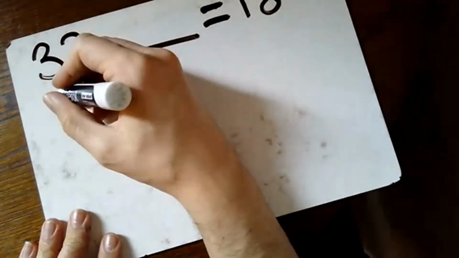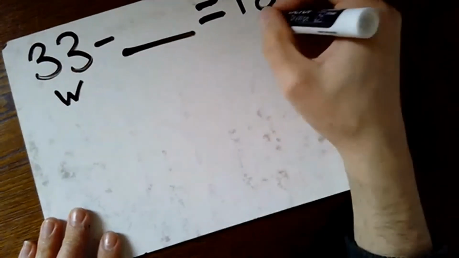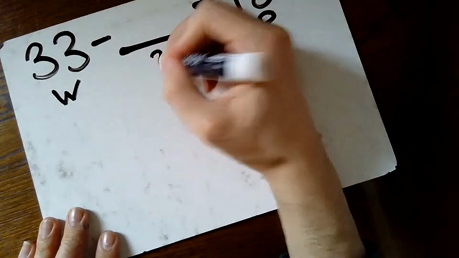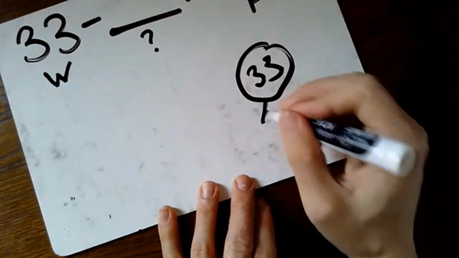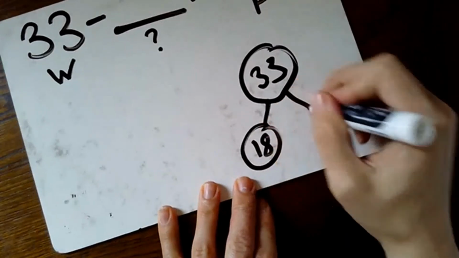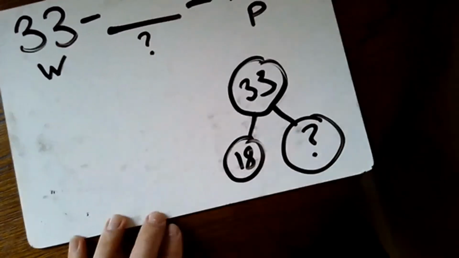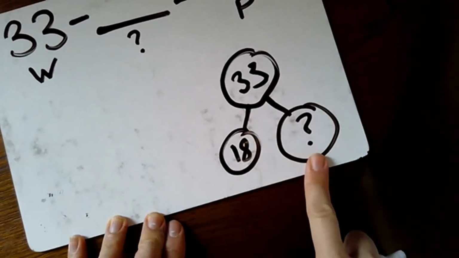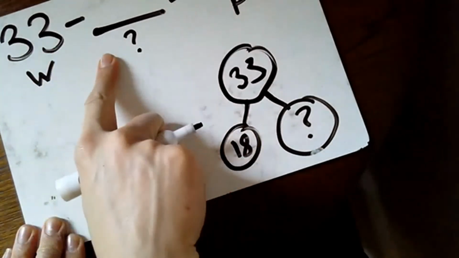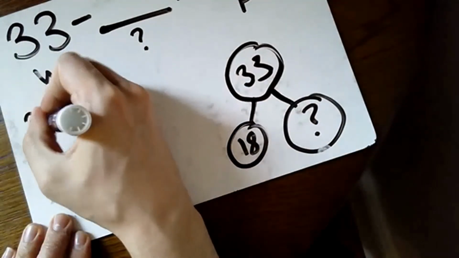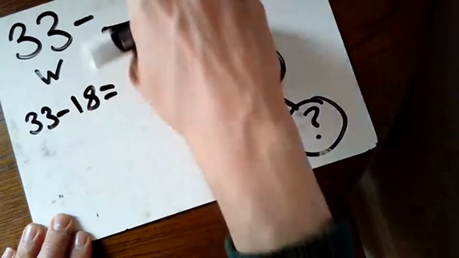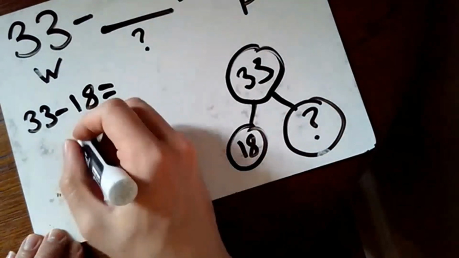How am I going to find that missing part there? Don't panic. Think what you know. You know a whole. You know a part. You know what to do to find another part because you know the whole is 33. You know one part is 18. You are missing this part. And you know whole subtract part equals other part. So what I need to do here actually is just subtract 18 from 33. So I need to do 33 subtract 18 and it will tell me the missing number.